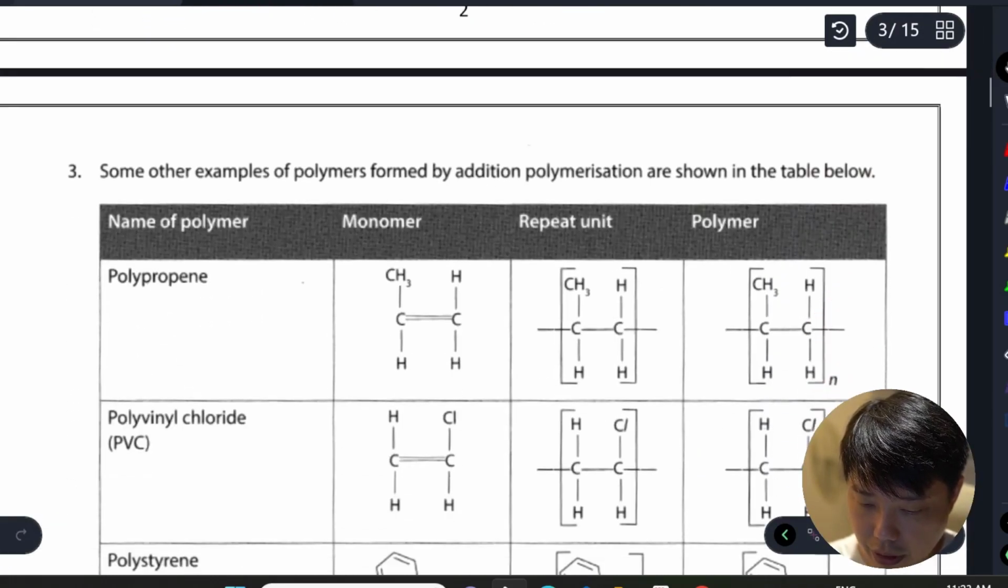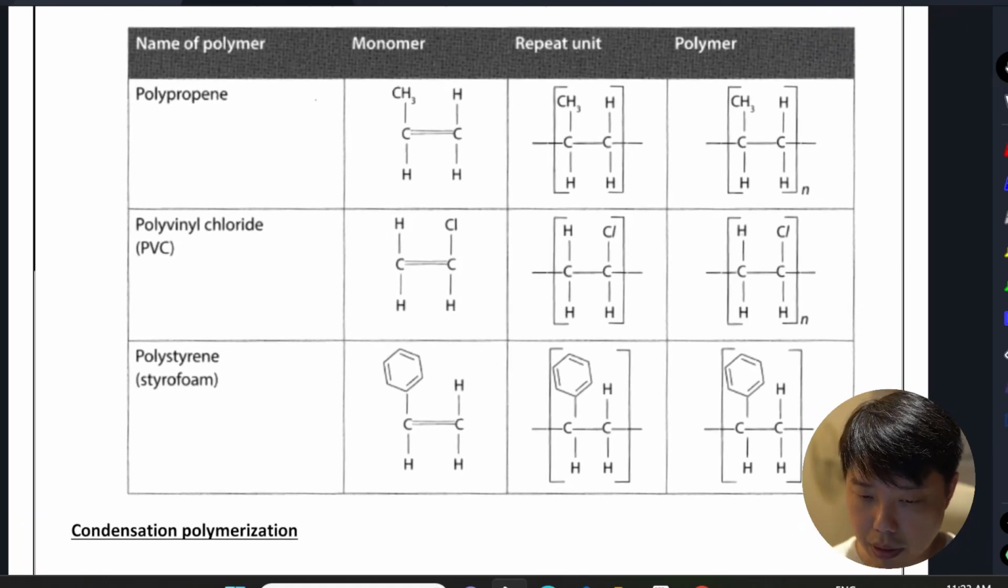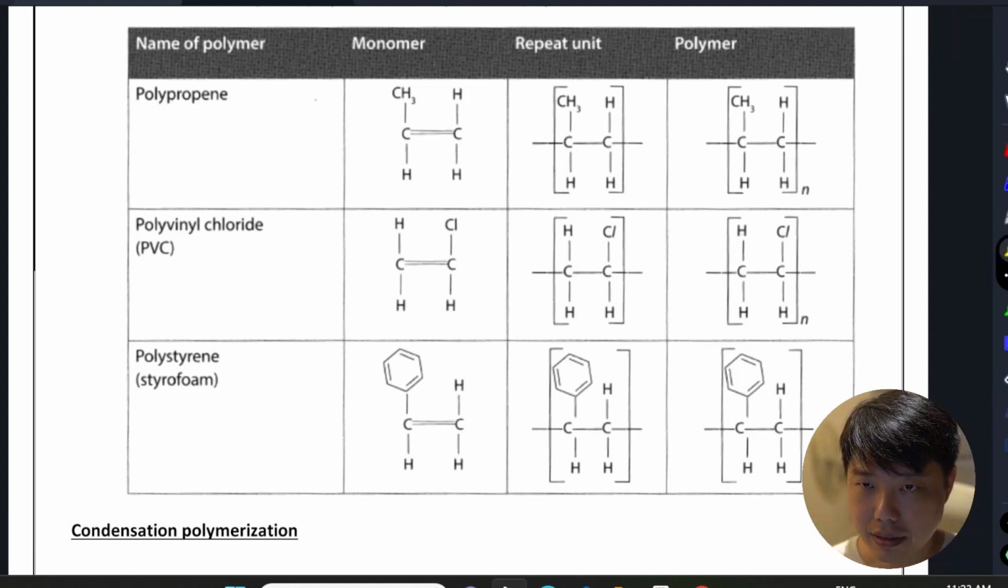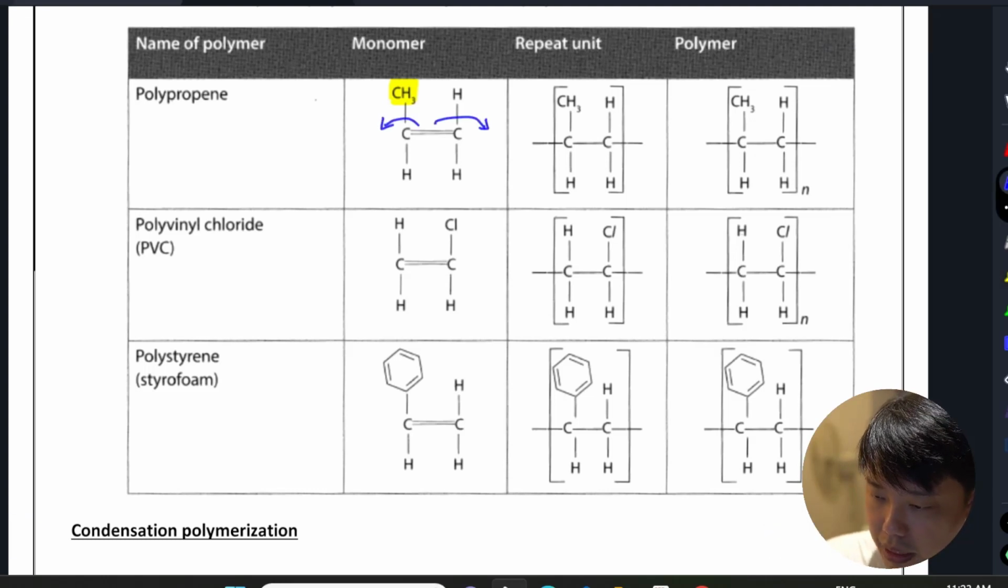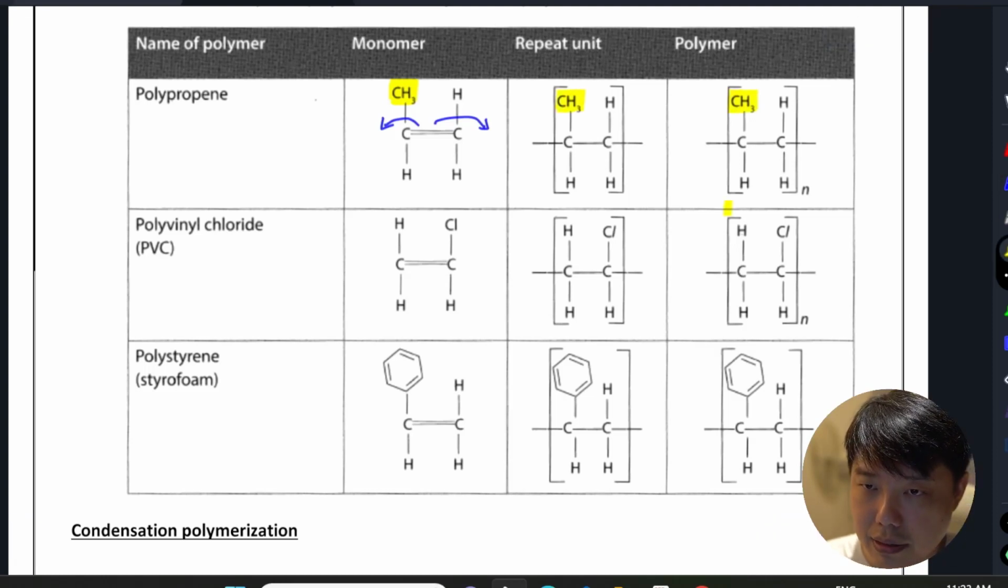Let's see if we have other examples. So here you have three other common polymers that we use. I want you to zoom in and take a look at the monomer. Where is the difference here? Instead of having 4 hydrogens, now you have this methyl group on the first carbon. You can see very clearly that as you open up the double bonds, the methyl group remains at the same position.